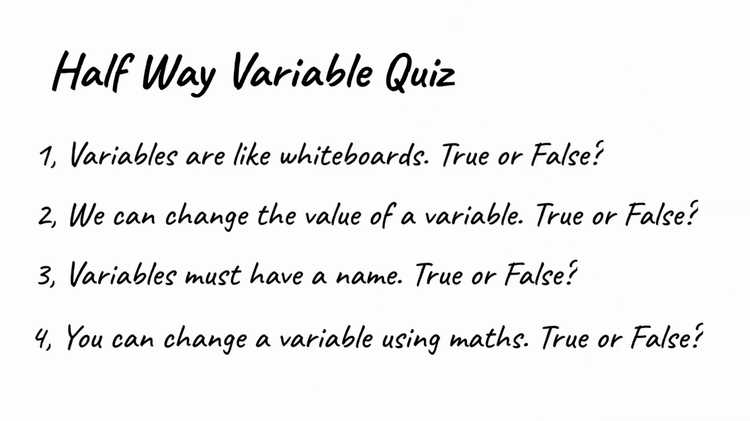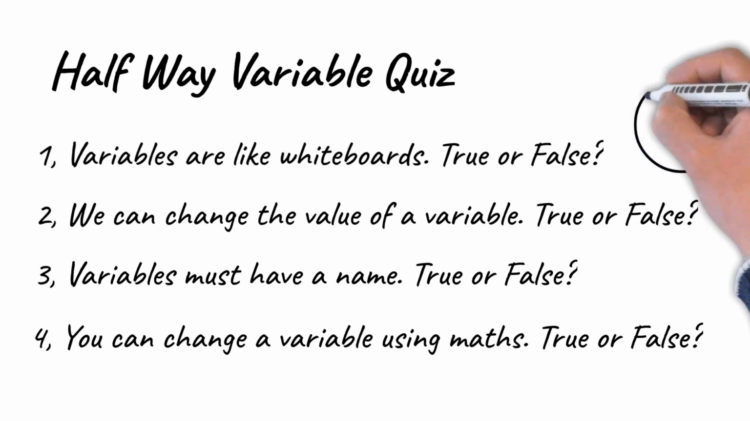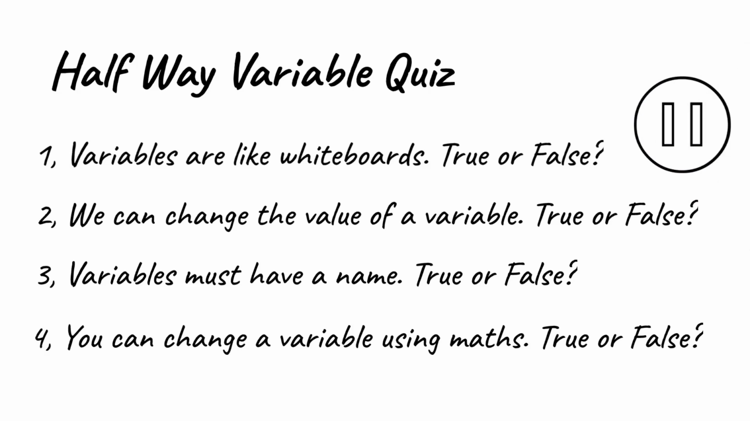Halfway variable quiz. Either pause the video now after the questions have come up and answer them yourself, or listen to me read them and then pause the video. Variables are like whiteboards, true or false. Number 2, we can change the value of a variable, true or false. Number 3, variables must have a name, true or false. Number 4, you can change a variable using maths, true or false.